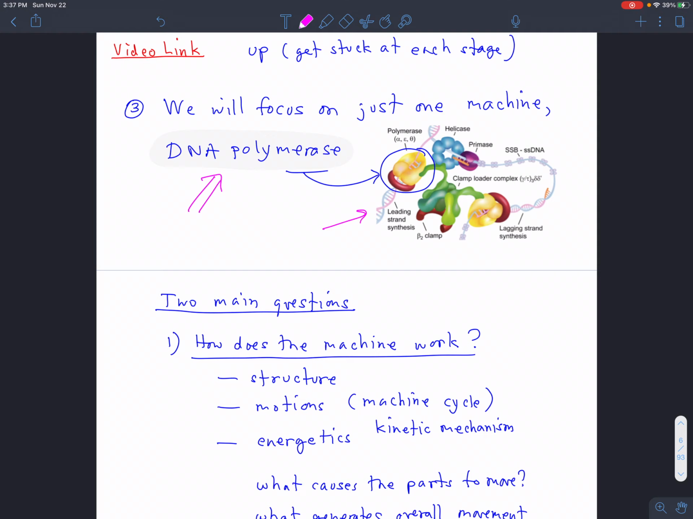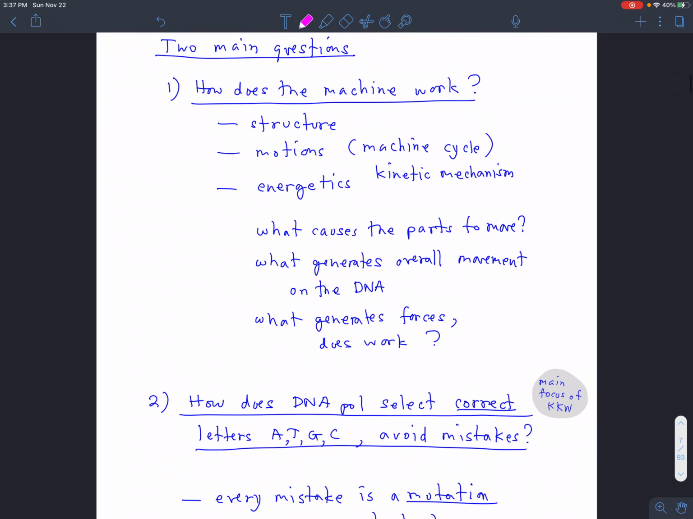Right, in that movie, this is the whole replisome. And it has two DNA polymerases, one there and one there, one that synthesizes the forward-going strand and one that synthesizes the reverse strand going backwards. But we just want to look at one of those machines. The replisome itself is too complicated. We're going to ask the following questions.